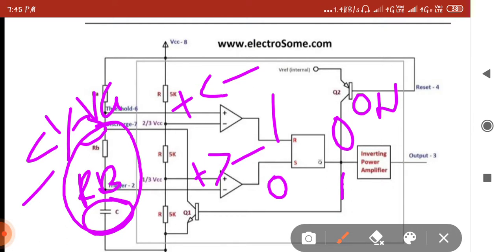Open switch. S equals 1, high, open switch. The Q1 is off. The Q1 is in the off state. The circuit works like that.